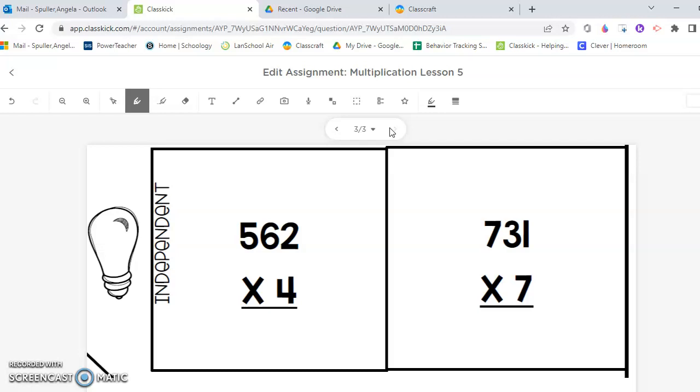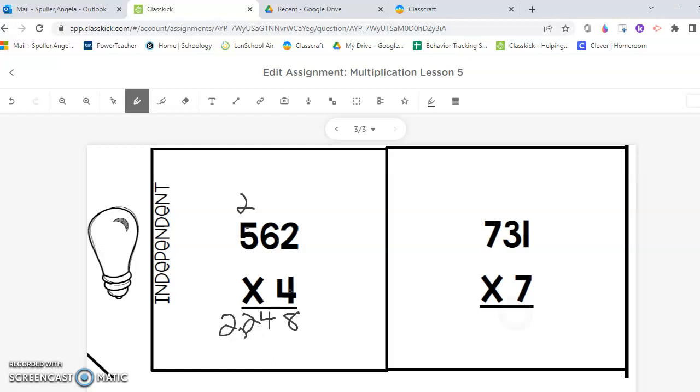Okay, you should have said 4 times 2 is 8. There's only one digit, so I didn't have to regroup. 4 times 6 is 24. Carry the 2 up. 4 times 5 is 20 plus 2 is 22. So my answer is 2,248. Okay, let's look at the next one.